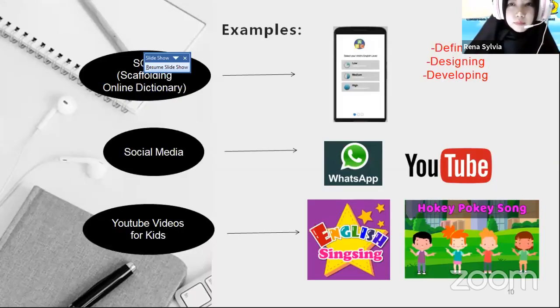For example, here is an example of scaffolding online dictionary. It is by Gusrayani in 2019. Scaffolding online dictionary is a tool that consists of defining, designing, and developing. In this app, the student can choose the level first, which one they are going to learn, low, medium, or high. Then if they have already clicked the level, there will be a word in this app.